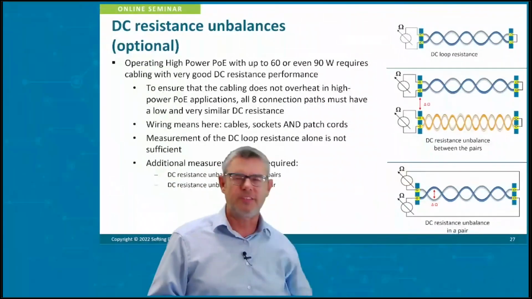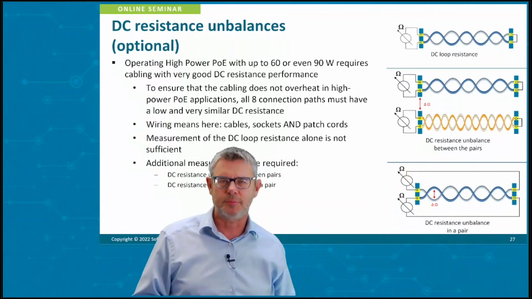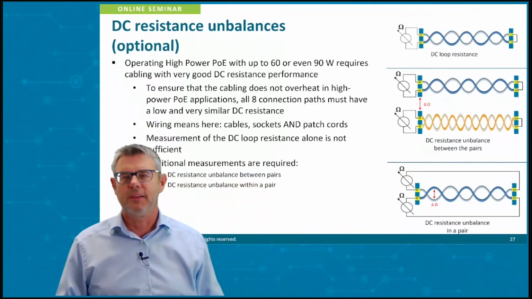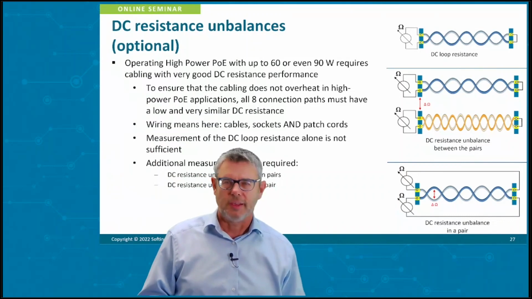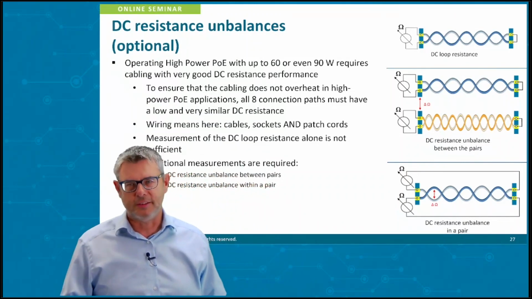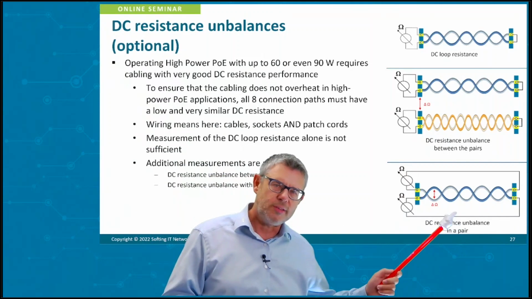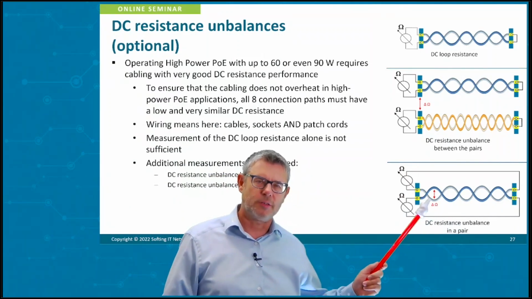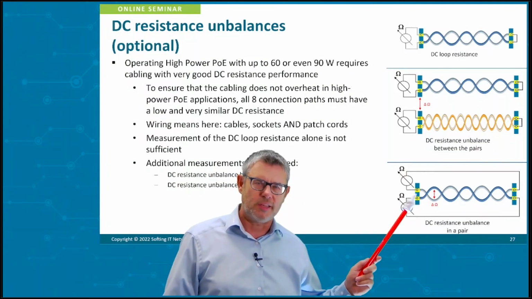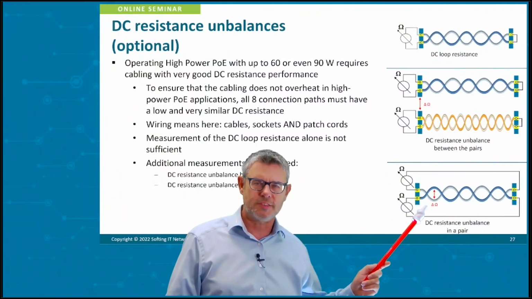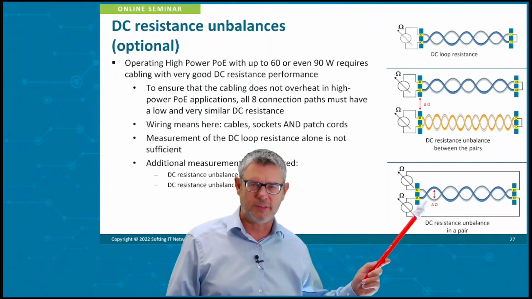Why do we have these differences between the individual pairs? Because the twist is different in the pairs, so the DC resistance is also different. And it goes even deeper. We are going into the individual pair, and now we are also measuring the resistance of each individual wire in a pair. And there's also a limitation on the allowed difference between the resistances of the individual wires.